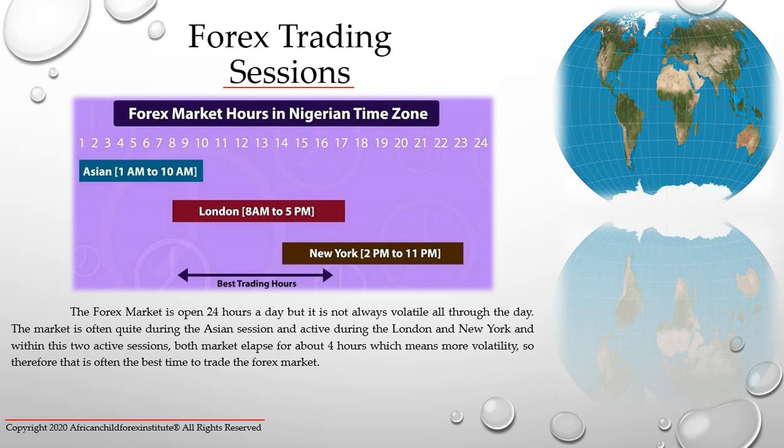So the best time to trade is when we have high volatility, and that happens when the London and the New York sessions overlap. So this is the London session and this is the New York session.